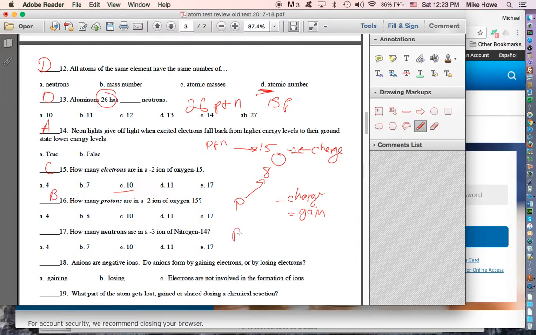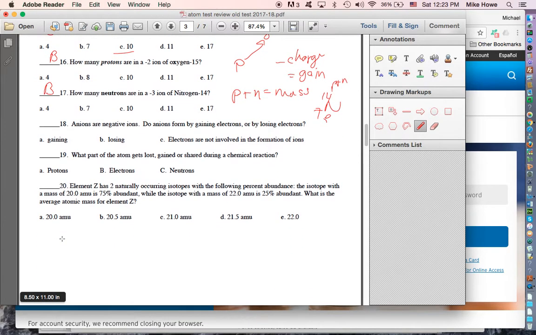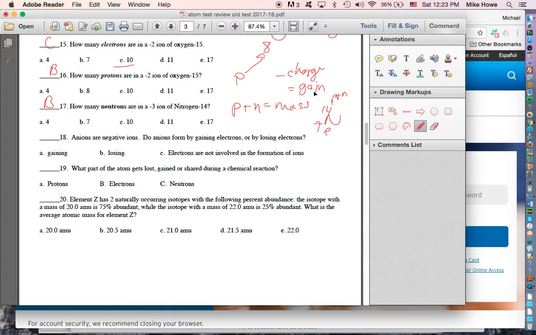Neutrons, we know that protons plus neutrons equals mass. I did change the element here. So this is nitrogen 14. Nitrogen 14 would be N, 7, 14. So 14 protons and neutrons, 7 protons, which means 14 minus 7 gives you 7 neutrons. So that'd be B. Number 18, anions are negative ions. How do we say you get to be negative? You gain. So the answer is gaining electrons.